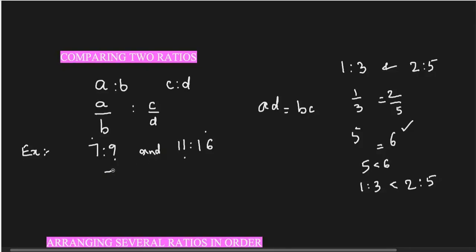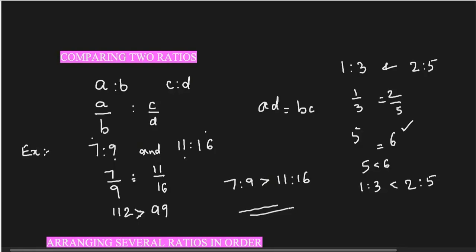So easy way is to write in fractions and cross multiplying them. So if you multiply 16 into 7, what you will get? You will get 112 and 9 into 11 is 99. So which one is bigger? 112 is greater. So you need to write greater than. So that means 7:9 is greater than 11:16. Simple. Got the answer?